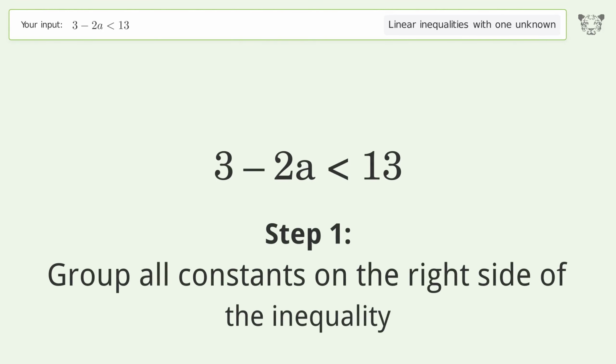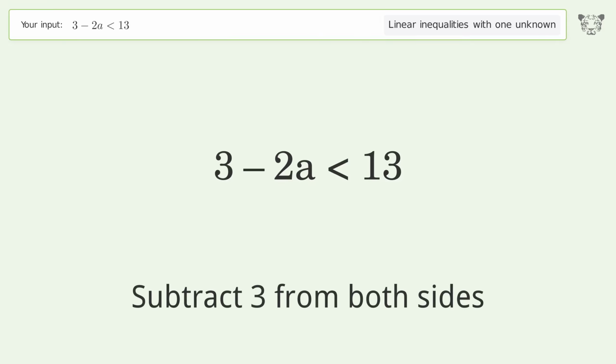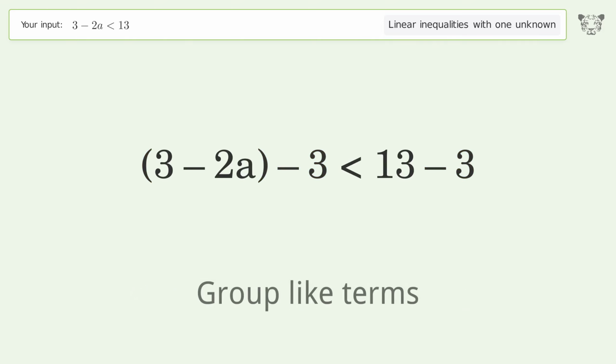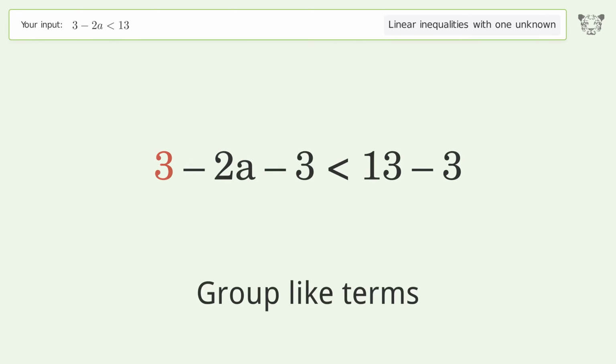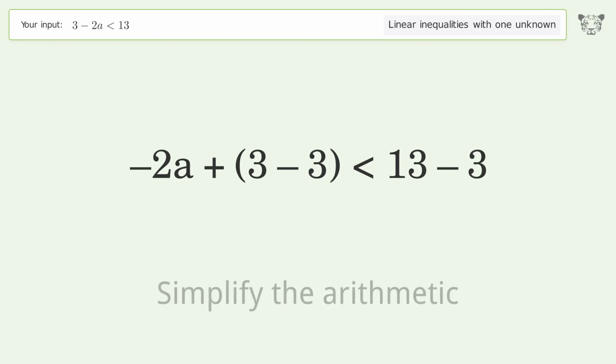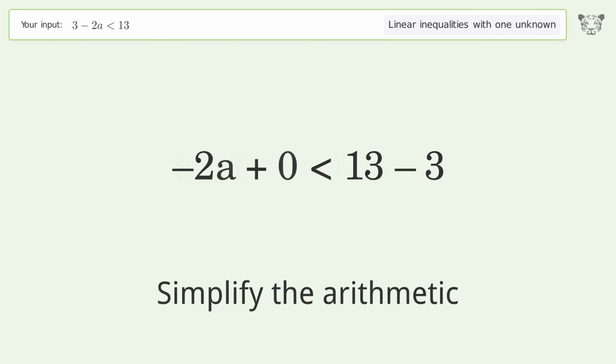Group all constants on the right side of the inequality. Subtract 3 from both sides. Group like terms. Simplify the arithmetic.